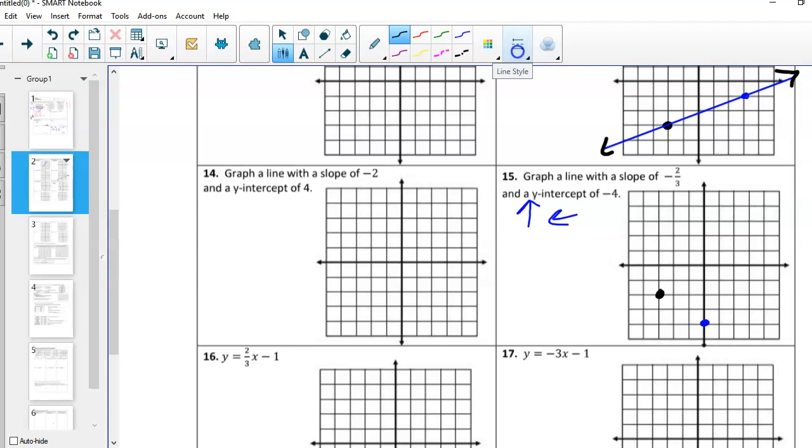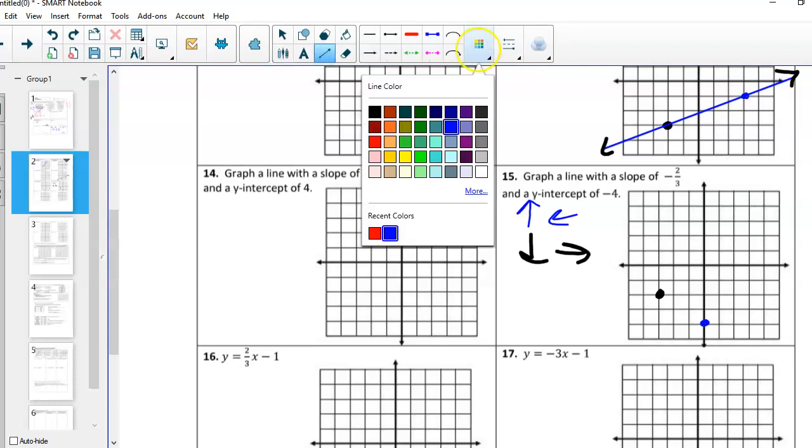In this case, I can't go down 2 and right 3 because I can't go down 2. Can't you go up 2 and left 3? Or right 3? From right here. Because I can't go left 3 again. So do as much as you can until you run out of space.